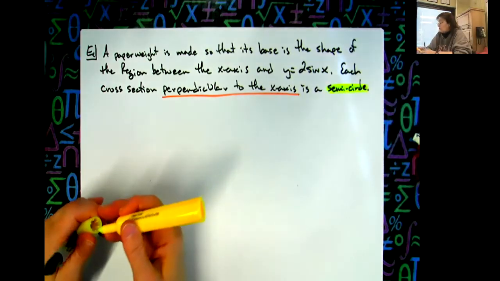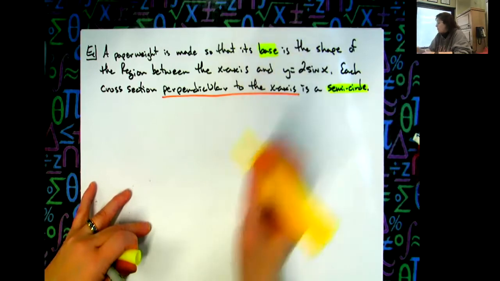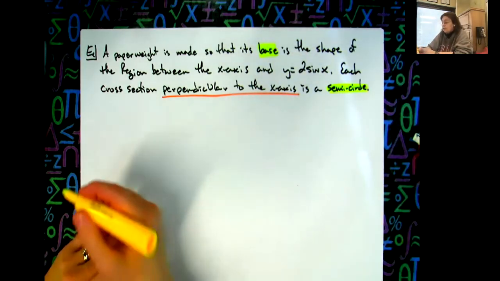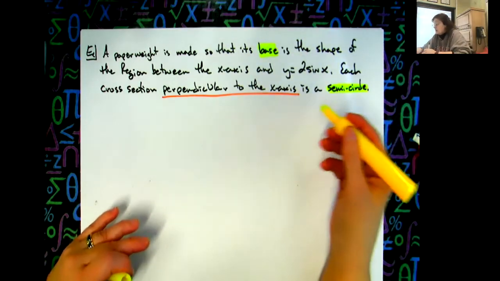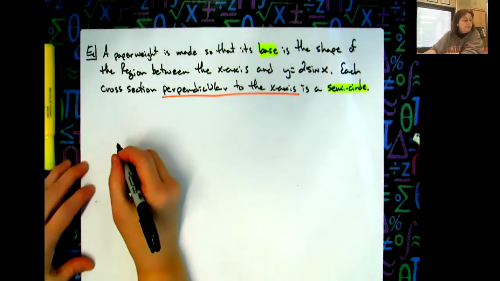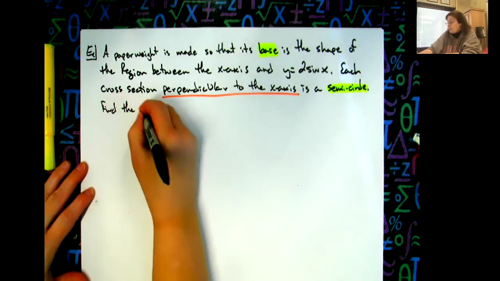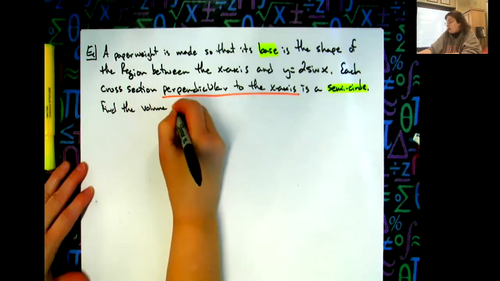It's a semicircle, okay? This time it didn't say the base of a solid, but it says the paperweight is made so that the base is the shape of the region, okay? So you've still got that same phrase in there, all right? Find the volume of the paperweight.